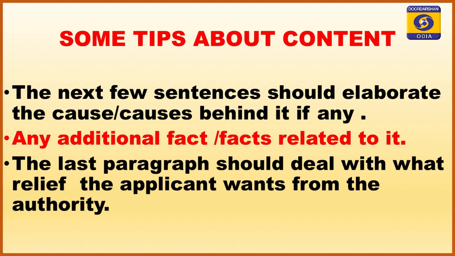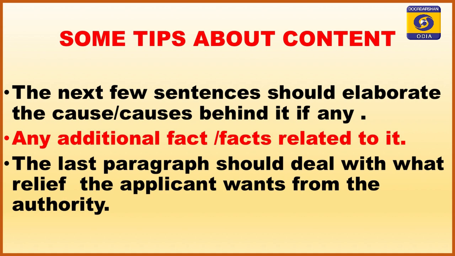Then any additional fact or facts related to it, if there is any additional fact or matter related to what you want to convey to the authority, you can write it in the next part of your content. Now, these three items we generally write in the very first paragraph of the content. We generally write the content using two paragraphs. In the first paragraph, we should follow these three steps.